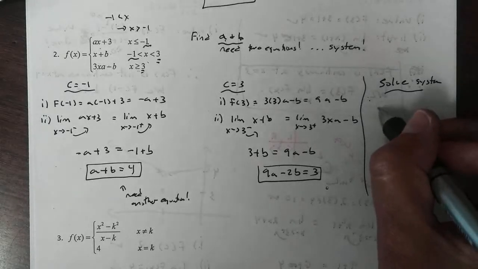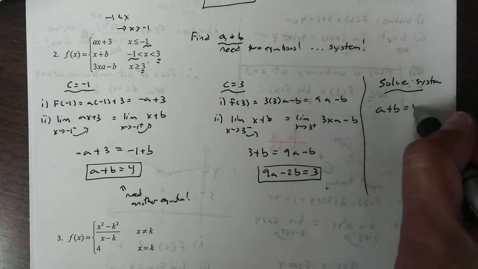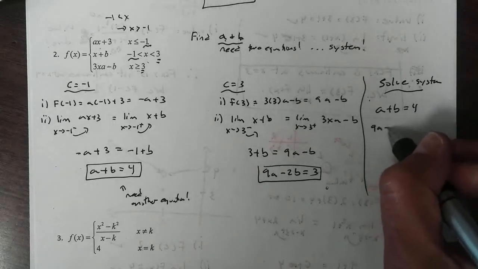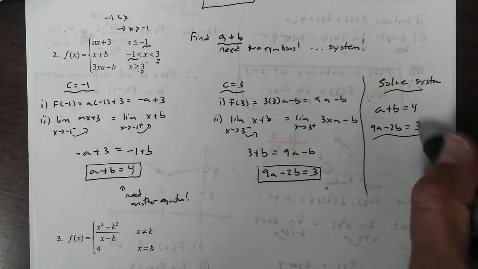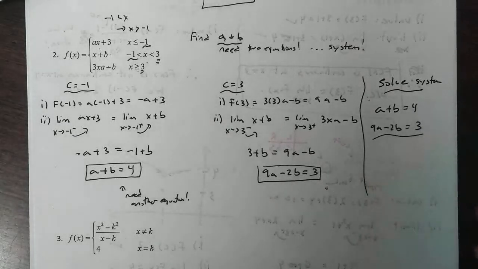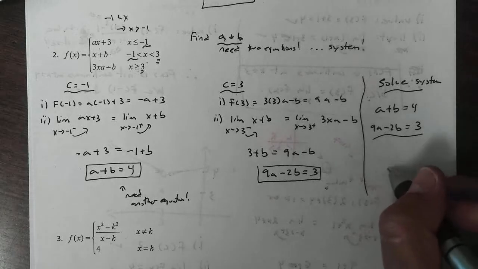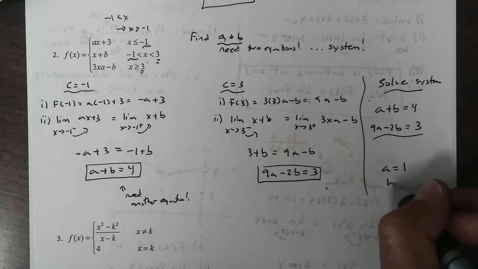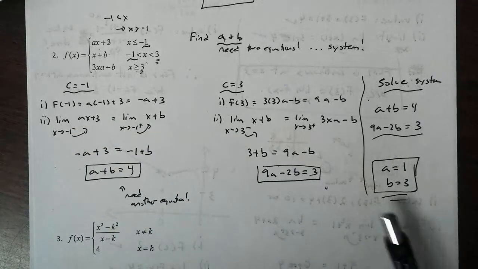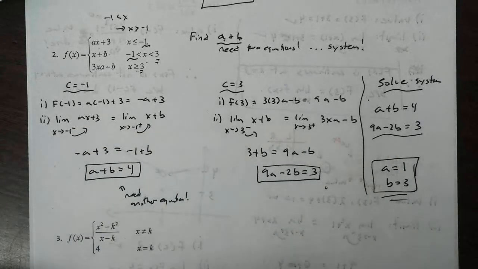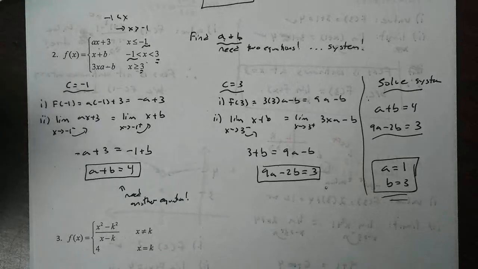Okay, so we would have a plus b equals 4, 9a minus 2b equals 3, and I know you guys can solve this, substitution, elimination, whichever choice you want to make, and what you wind up with is a is 1, b is 3. There's your final answer. And these will force it to be continuous. Much longer question. Now note, it didn't take me too long, but I worked continuously.